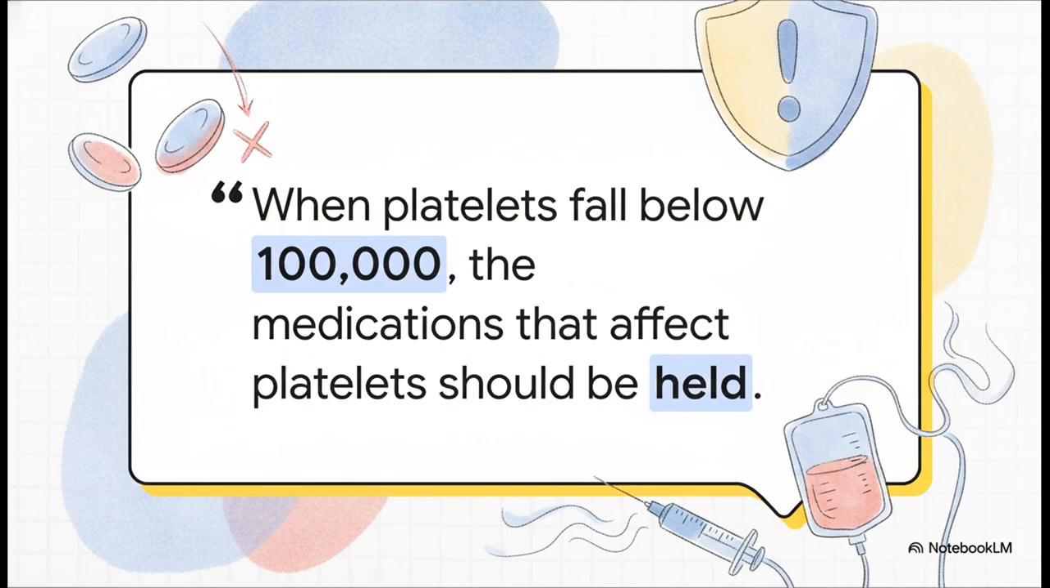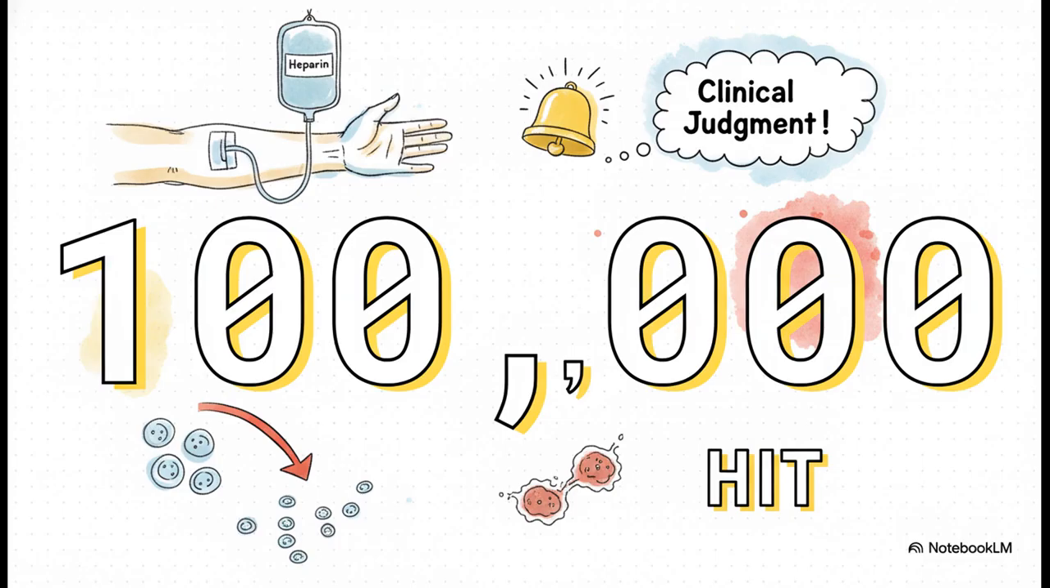Okay, this isn't just a friendly tip. This is a hard and fast rule, a major safety standard that comes straight from clinical guidelines. This is the standard of care. When you see platelets drop below this number, you have to hold meds like heparin and enoxaparin. It's a massive red flag. 100,000, that's the magic number. Etch it into your brain right now.